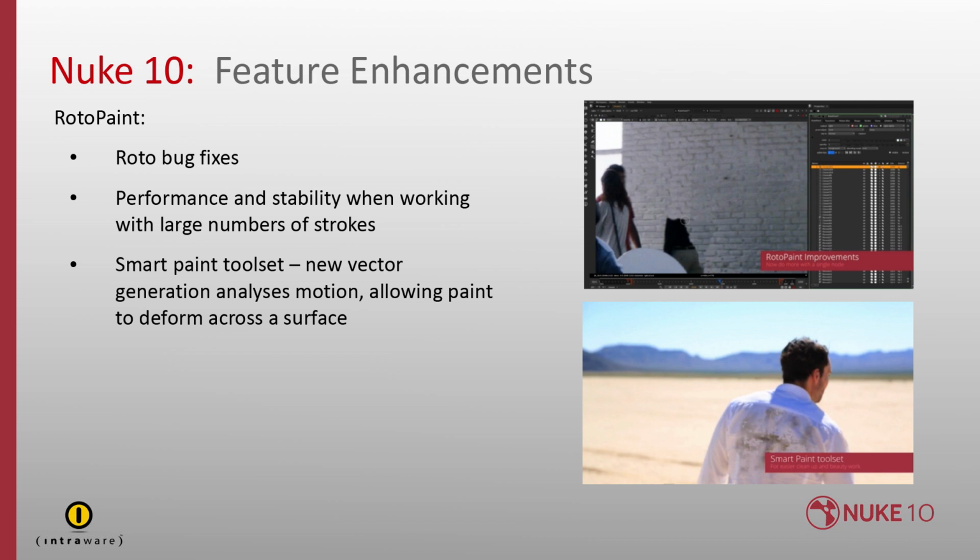The bottom right image is an example of the Smart Paint toolset being used. The shirt blowing in the wind creates quite complex motion, and to manually warp this by hand with spline warp or other technique would require quite a long period of time for the artist. With the Smart Paint toolset, vectors can be generated of the original warp plate and then used to deform a single frame, deforming the paint patch across a surface, requiring no further manual work.